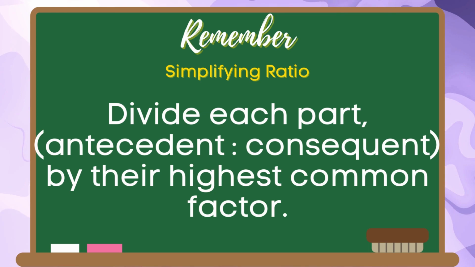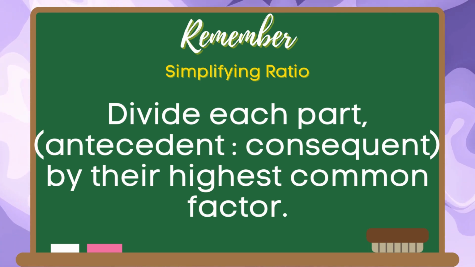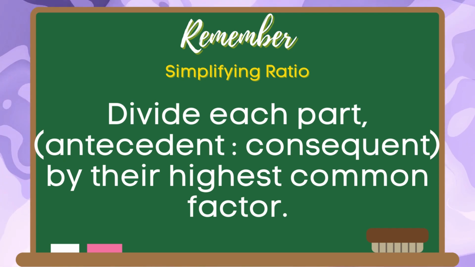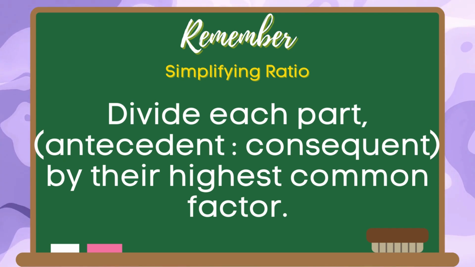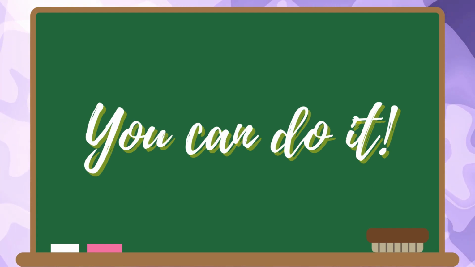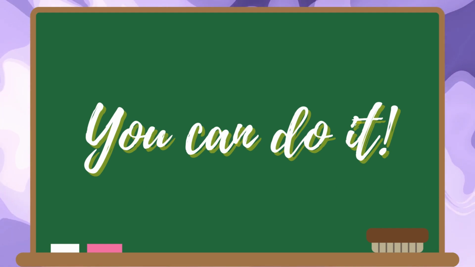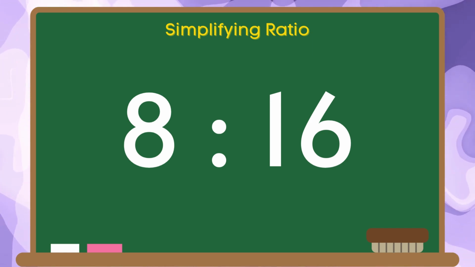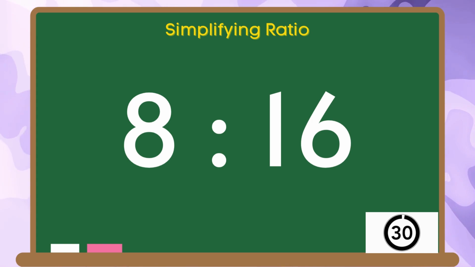Remember, to simplify a ratio, all we have to do is to divide each part, the antecedent and the consequent, by their highest common factor. Let us now practice on what you've learned in this video. Simplify the ratio 8:16.